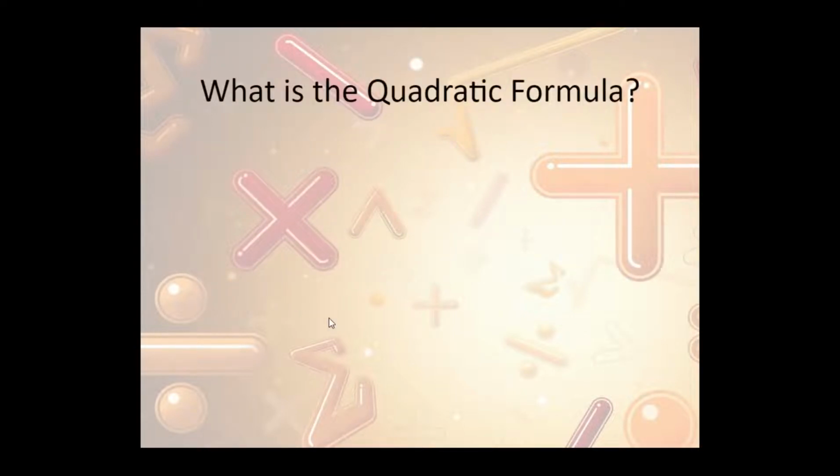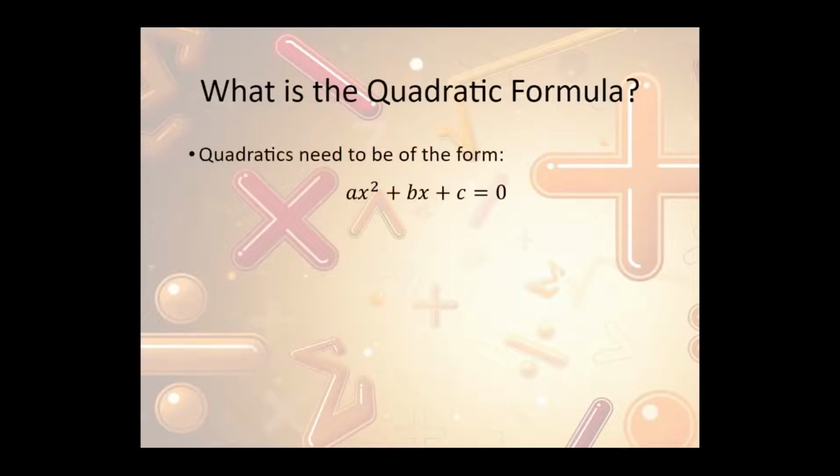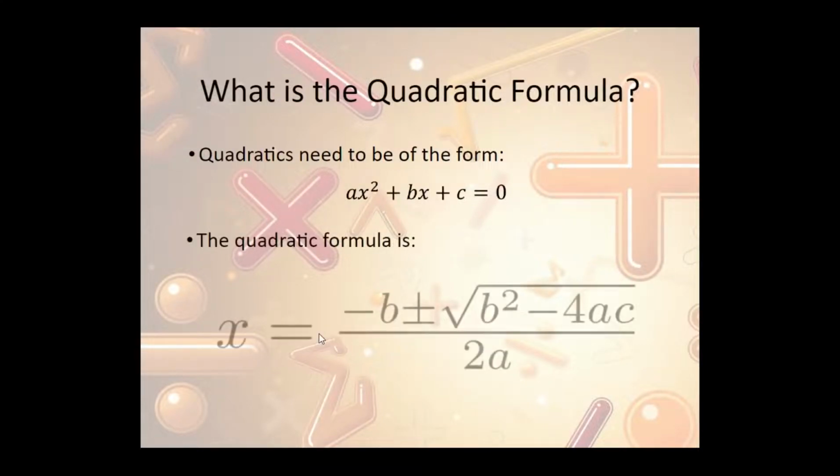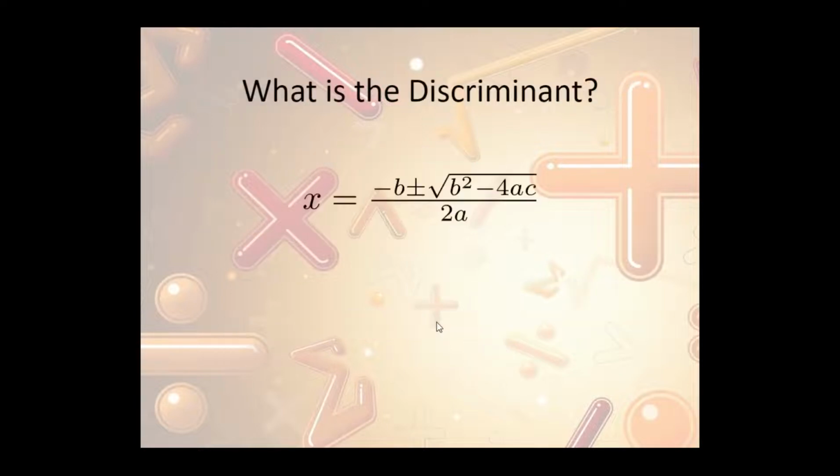So what is the quadratic formula? Quadratics will always appear as ax squared plus bx plus c equals 0. And from that, we can create the quadratic formula, which says this: x equals negative b plus or minus the square root of b squared minus 4ac, all over 2a. So let's take a look at an example of how that works.